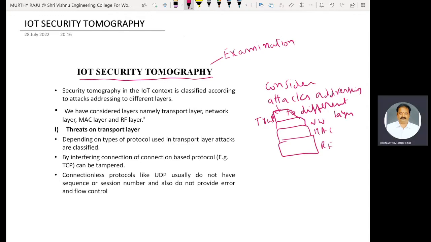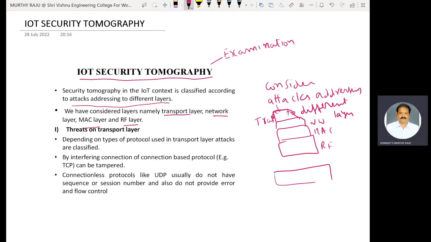We have considered layers, namely transport layer, network layer, MAC layer, and RF layer, the radio frequency layer. Now we will see attacks. What are the types of attacks which are classified at different layers? First one is threats on the transport layer.